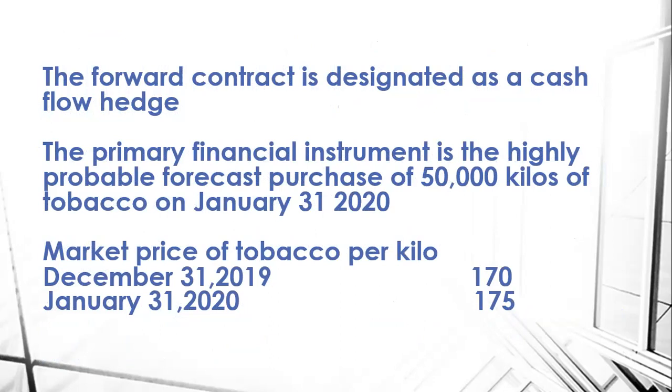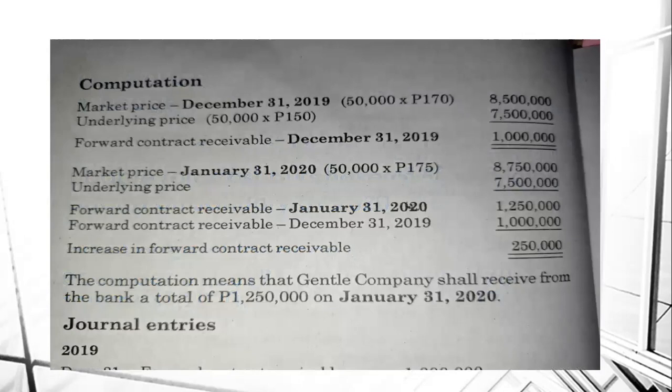Here is the market price of tobacco per kilo. On December 31, it is 170. So it increased, right? From 150. Then in 2020, it became 175. So there is an obligation. Next.